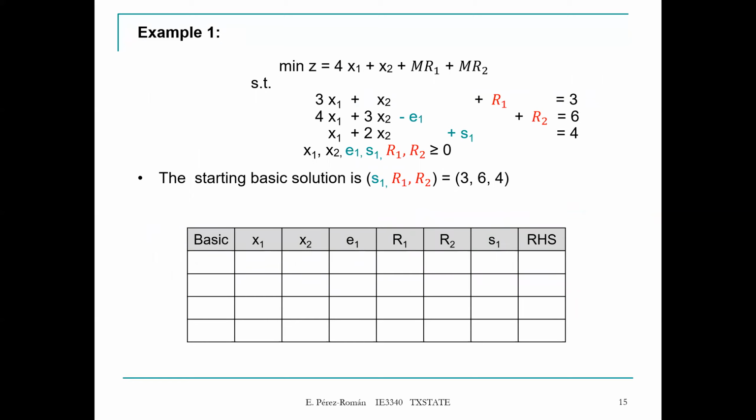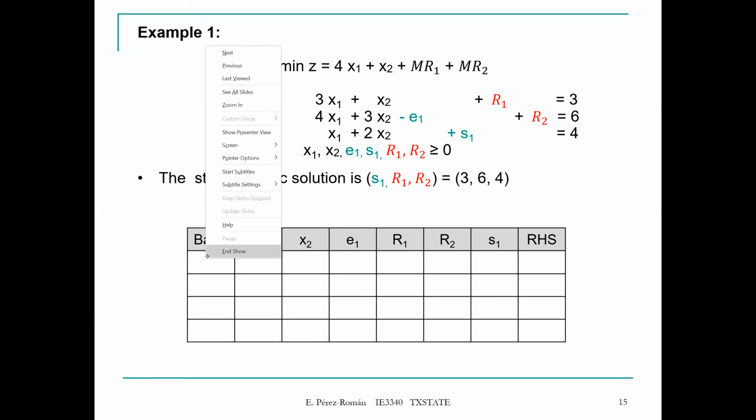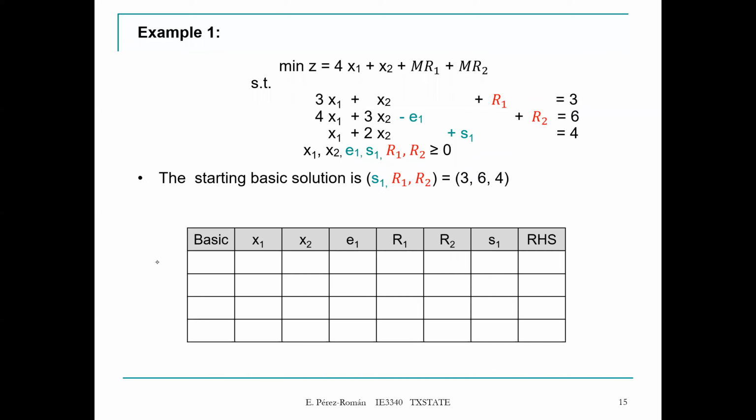Now we can set up the table for this new formulation with the artificial variables. As we stated, we want to make M equal to 100, so that's going to show up here. For the basic variables, we have Z: minus 4, minus 1, 0, minus 100, minus 100, S1 is 0, and the right-hand side is 0.